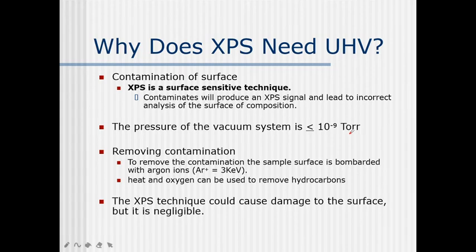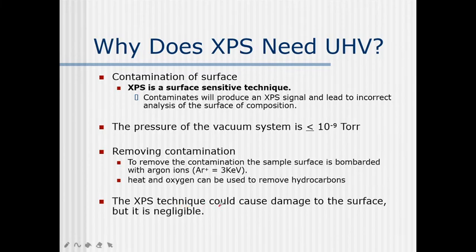How do we actually remove the contamination? Contamination is removed by bombarding the sample surface with argon ions at 3 kilo electron volt. Whatever the contamination, any other element or some gases present on the surface, gets eliminated when Ar plus, that is argon plus ions, are bombarded on the sample. Heat and oxygen can be used to remove hydrocarbons. So if there is a contamination of hydrocarbons, we can either heat the sample or introduce some oxygen so that the sample gets oxidized completely and the contamination is removed.